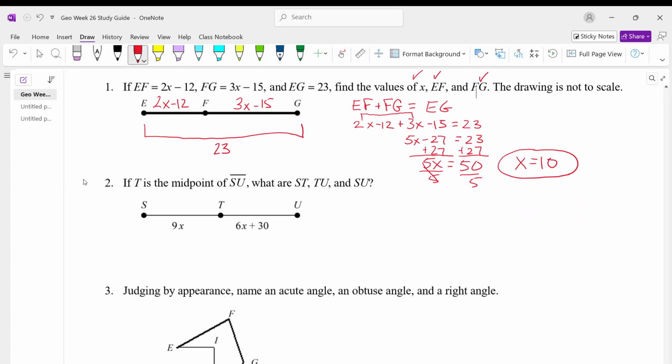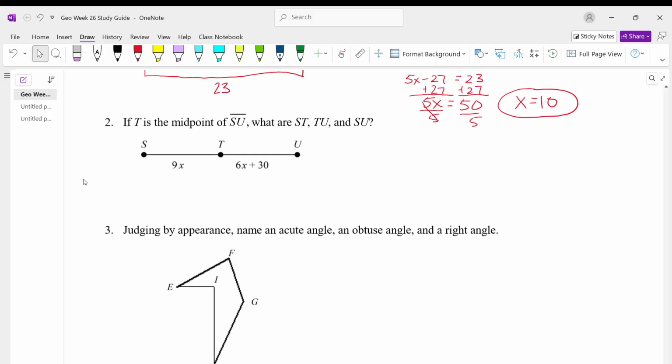All right, problem number 2. T is the midpoint of SU. So look, if T is in the middle, isn't it the same distance from S to T as it is from T to U? So you can put tick marks on these two segments, which mean that they're equal to each other. The two segments are congruent if T is the midpoint.